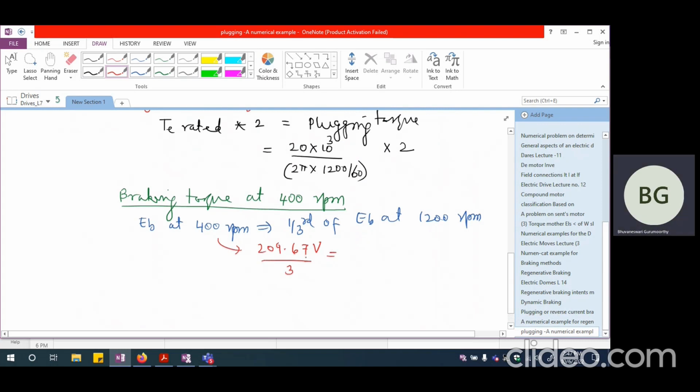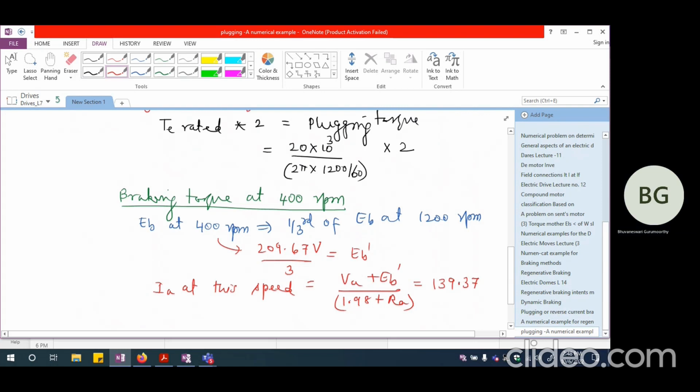Now we need to calculate what is the current. So IA at this speed, that will be VA plus EB dash divided by 1.98 ohms plus RA, because 1.98 ohm is the external resistance we have included. So both of them put together, when I connect it, then I'm going to get a current corresponding to this. The current happens to be 139.37 ampere.